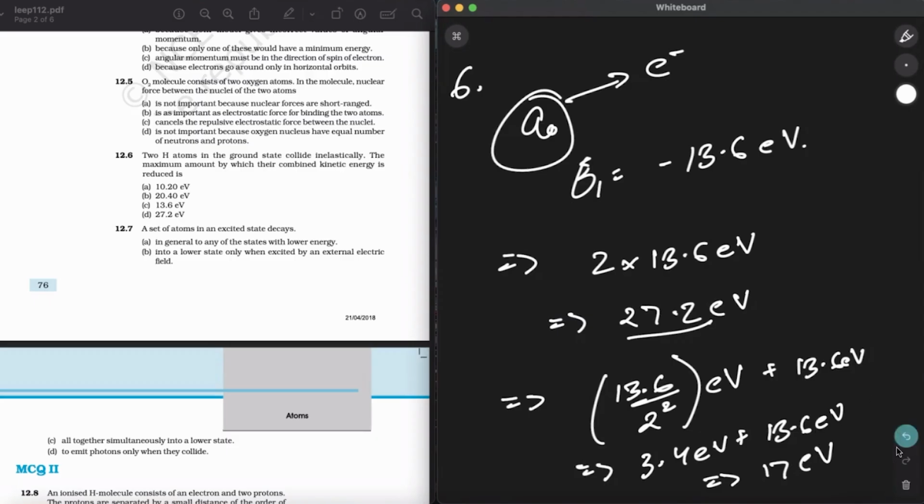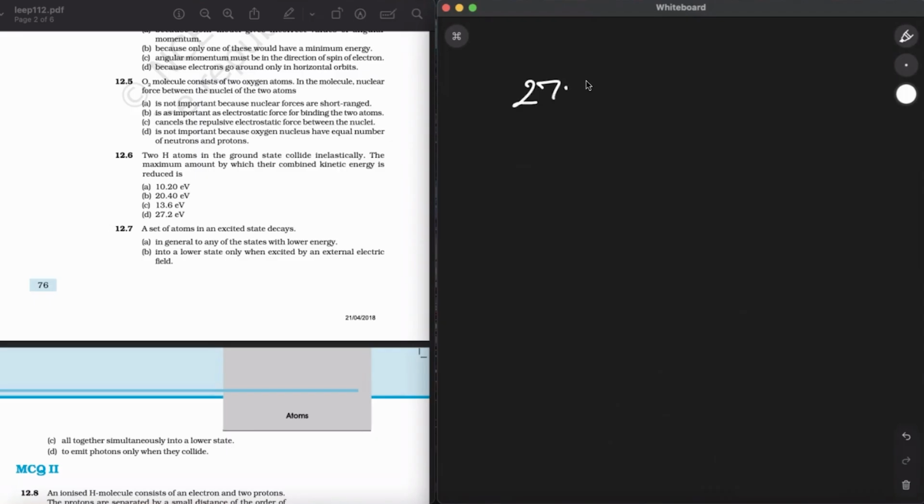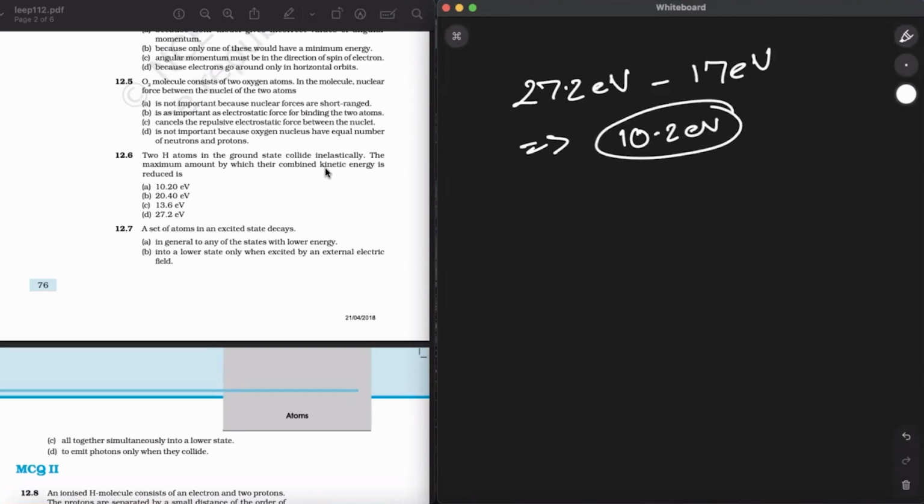So the maximum loss in the combined state will be what? Say it's 27.2 electron volt for Z and minus 17 electron volt. It will leave me with 10.2 electron volts. Okay, so it is option number 1. 6th A. Alright, now moving forward to question number 7.